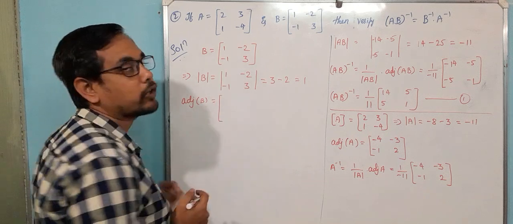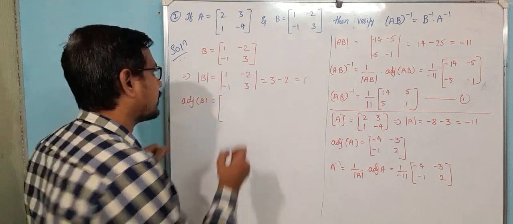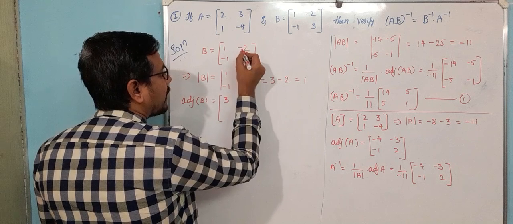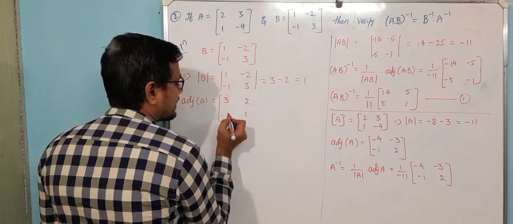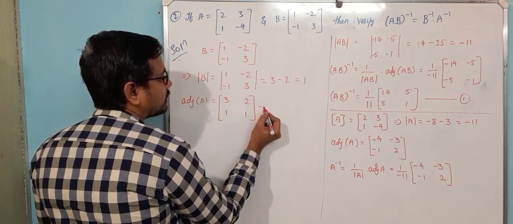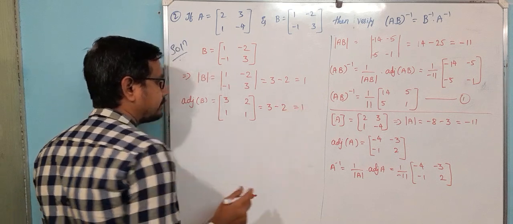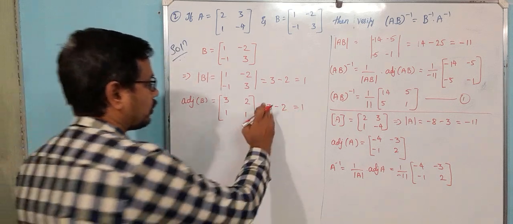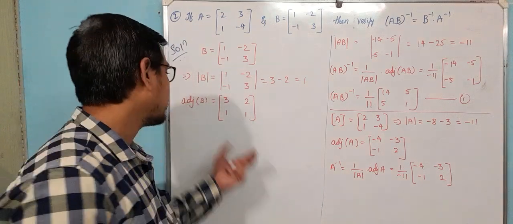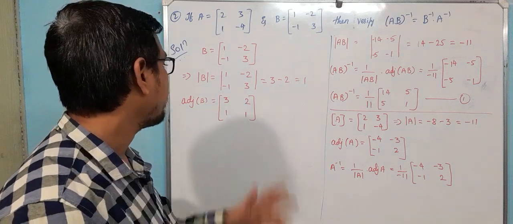Now we need adjoint of B. B is a 2 cross 2 matrix, so directly you can write it down. 1 and 3 will be interchanged. So 3 will come here, 1 will come here. So this is 3, this is 1. Minus 2 is there, it becomes plus 2. Minus 1 is there, it becomes plus 1. Right? So this is adjoint of B, which we have calculated.